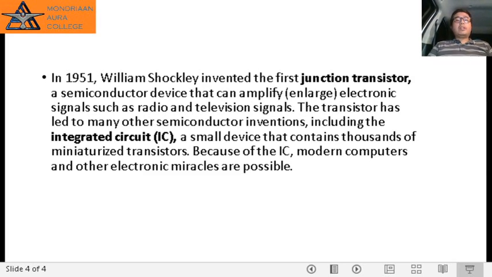Etong dinevelop ni Shockley na ito, it paved the way for advanced and for modern electronics na umunlad, no? At isa sa pinakamahalagang development na nangyari dahil dito sa ginawa ni Shockley ay yung nagkaroon tayo ng tinatawag na mga ICs or integrated circuits. Alam naman natin yung mga ICs natin, merong mga transistors na nasa loob niya. So it depends kung ilan yung laman na transistor nasa loob, no? So we have LSI, VLSI, so on and so forth. So anyway, we will discuss that in our future lectures.